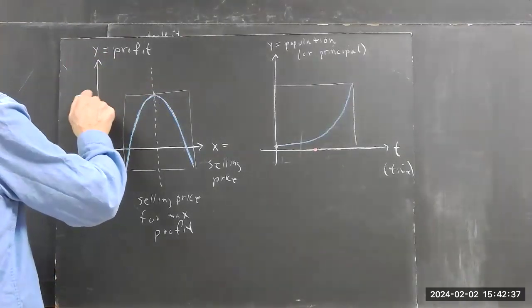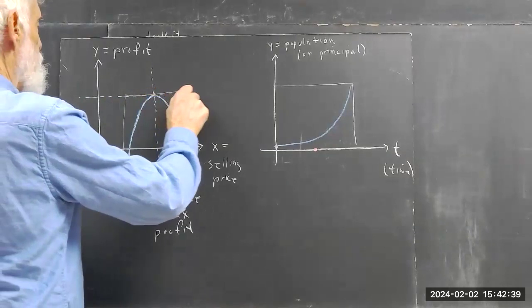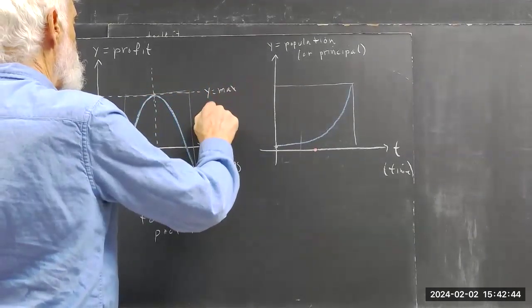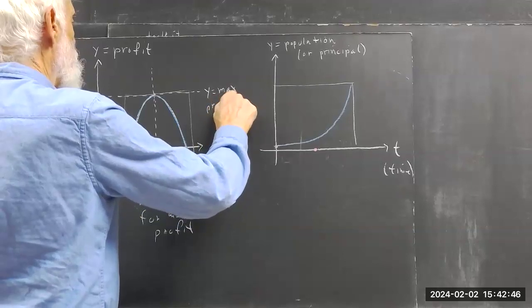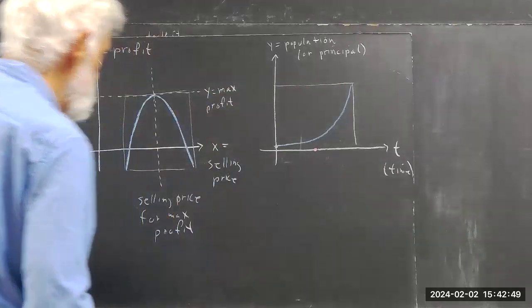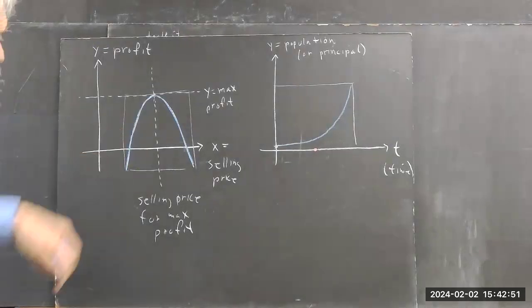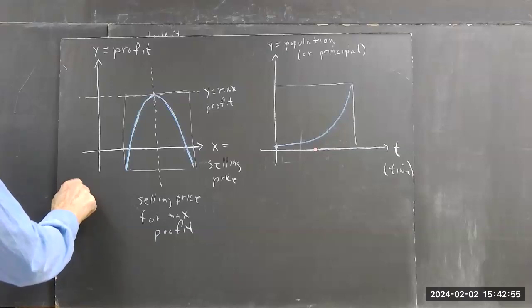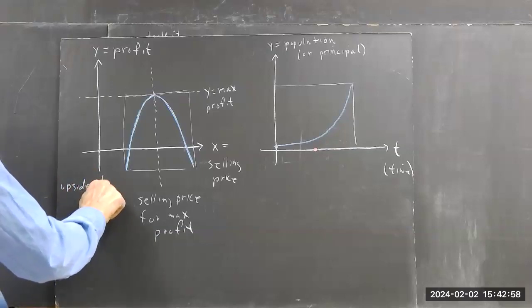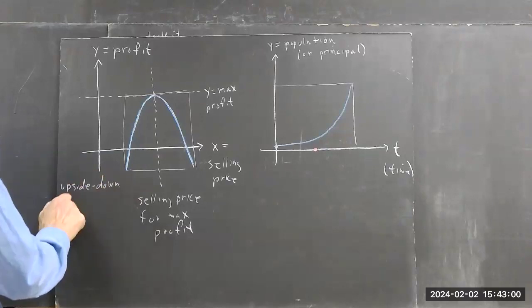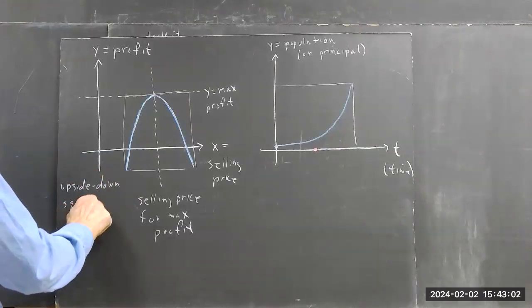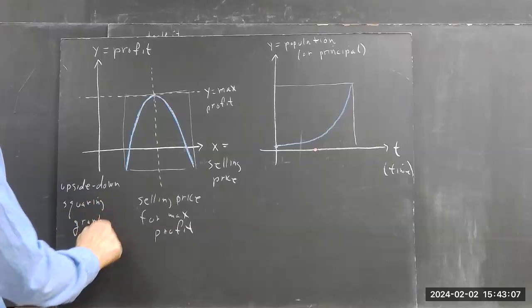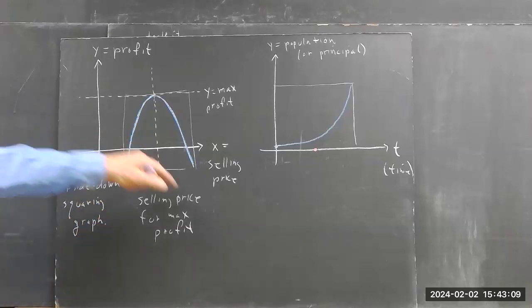Also, this line, y is the maximum profit. And this is nothing but an upside down scatter graph.